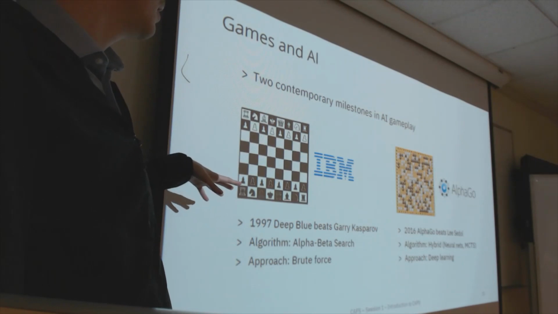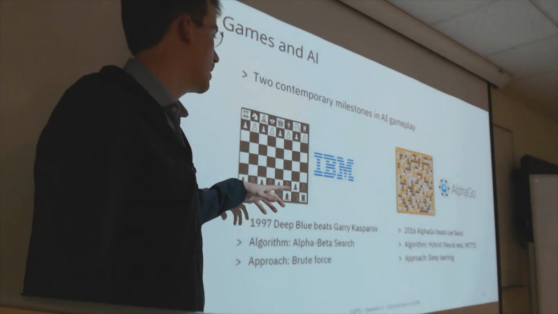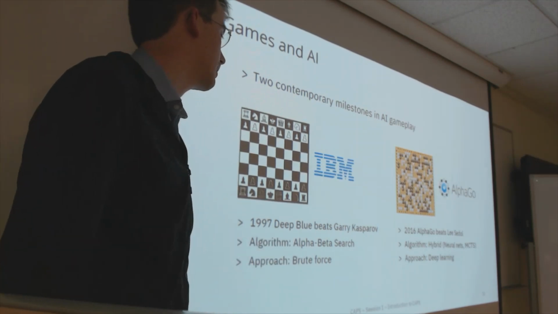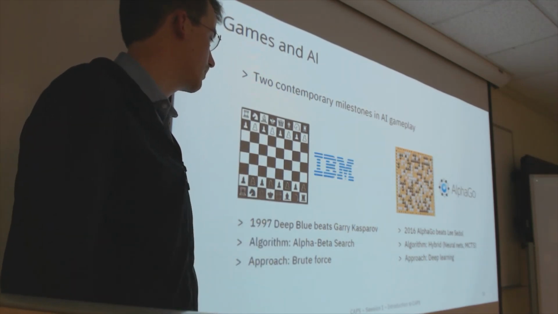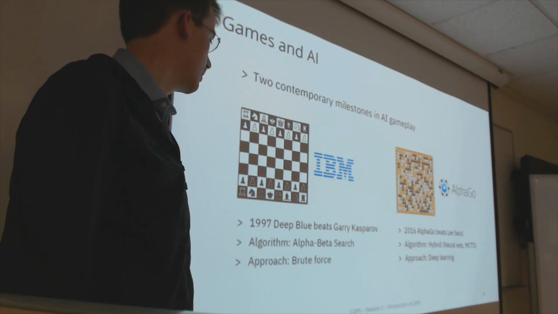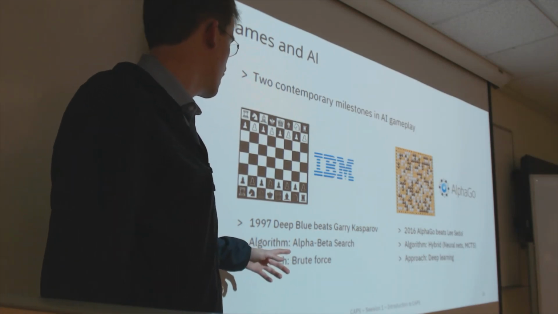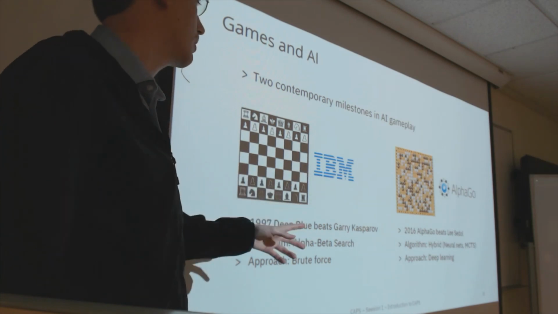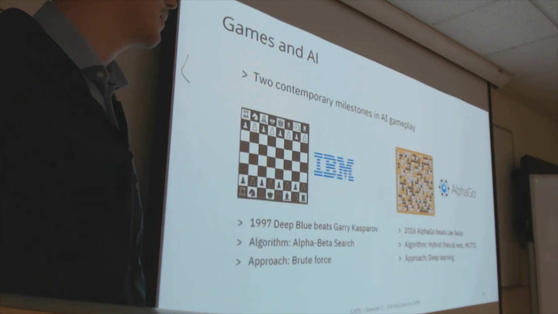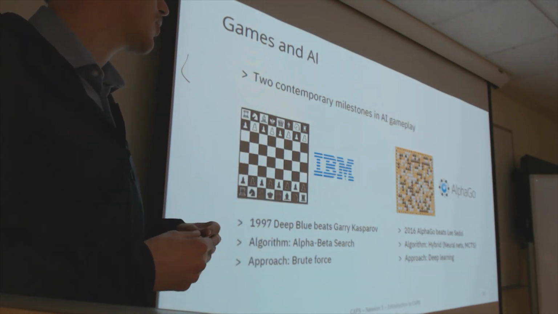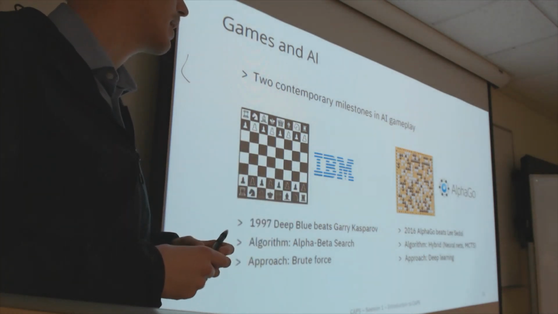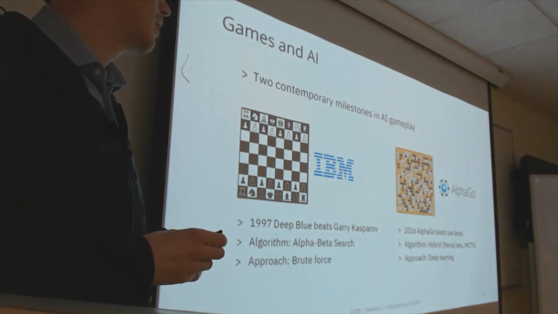So in 1997, Deep Blue, a chess program by IBM, was able to beat Garry Kasparov, who I think at that point in time was the highest ranked chess player in the world. I'll get to the approach in a second. And then more recently, some of you may know this, DeepMind's AlphaGo in 2016 was able to beat Lee Sedol, also one of the highest ranked players of Go.